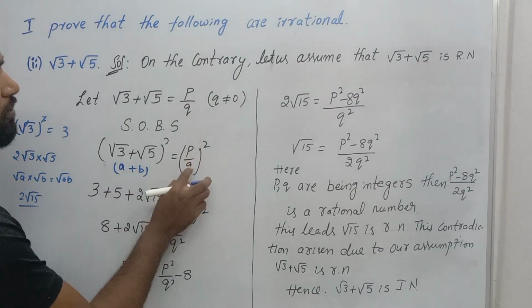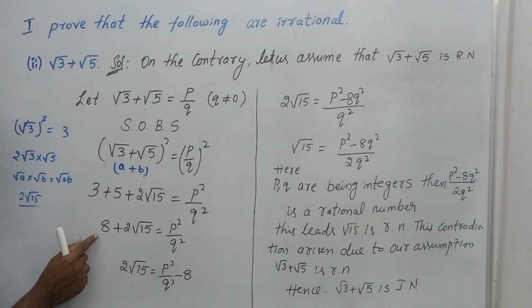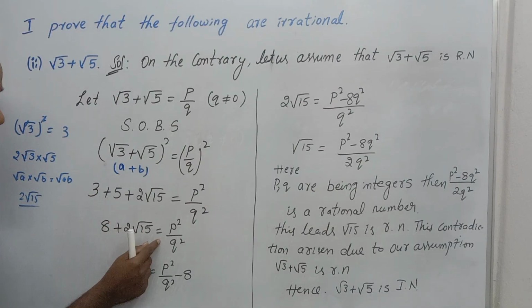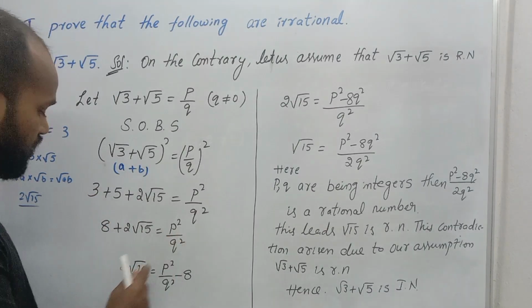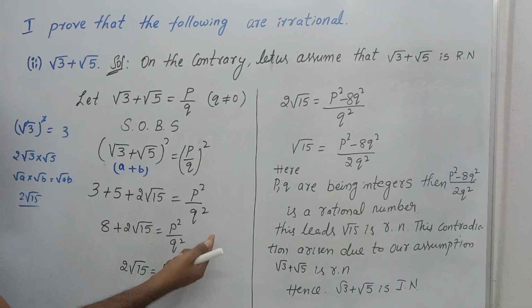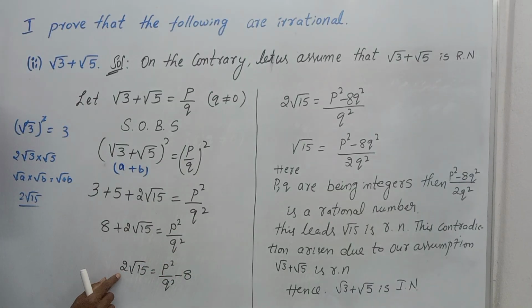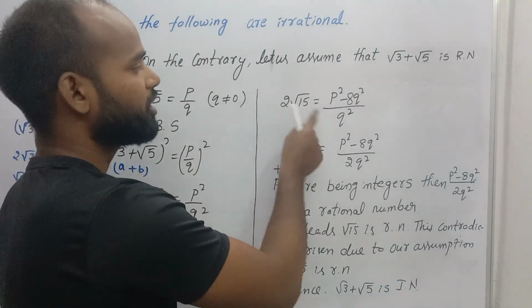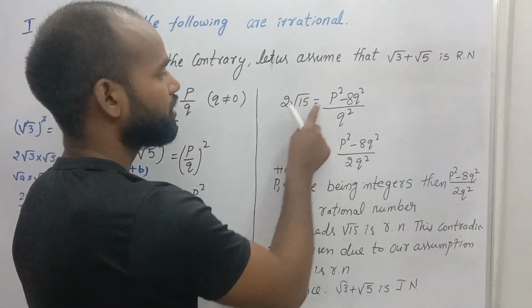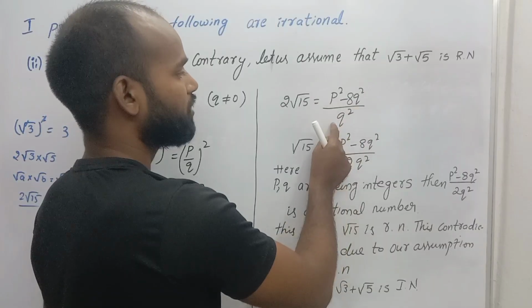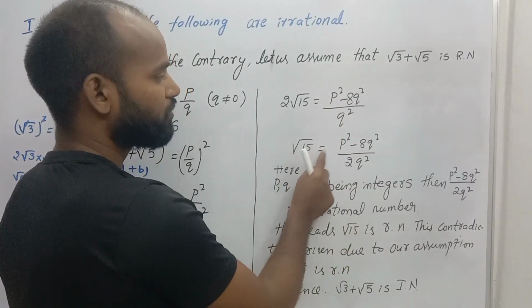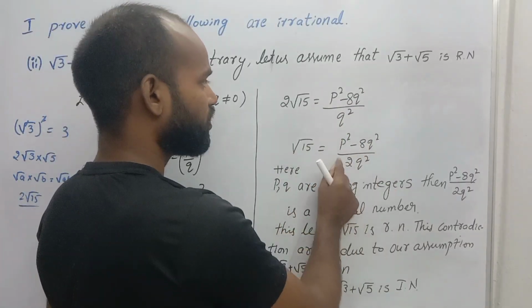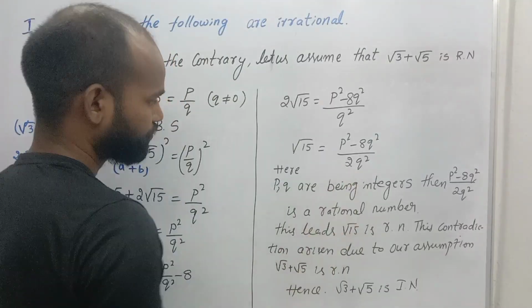So p square by q square. Now 3 plus 5 is 8. 8 plus 2 root 15 equals p square by q square. Then send this 8 to that side, it becomes negative 8, right? 2 root 15 equals p square by q square minus 8. Then send this 2 to the other side, and it becomes the denominator. So root 15 equals p square minus 8 q square by 2q square.